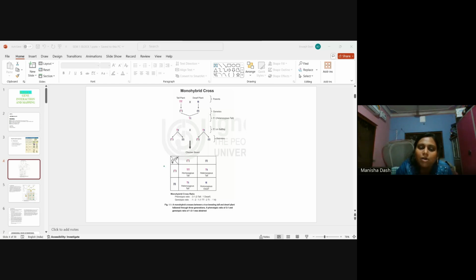So here the second law was the law of segregation. That means during gametogenesis, each gamete will receive only one copy of the allele. Then let's move to the next cross, that is the dihybrid cross.